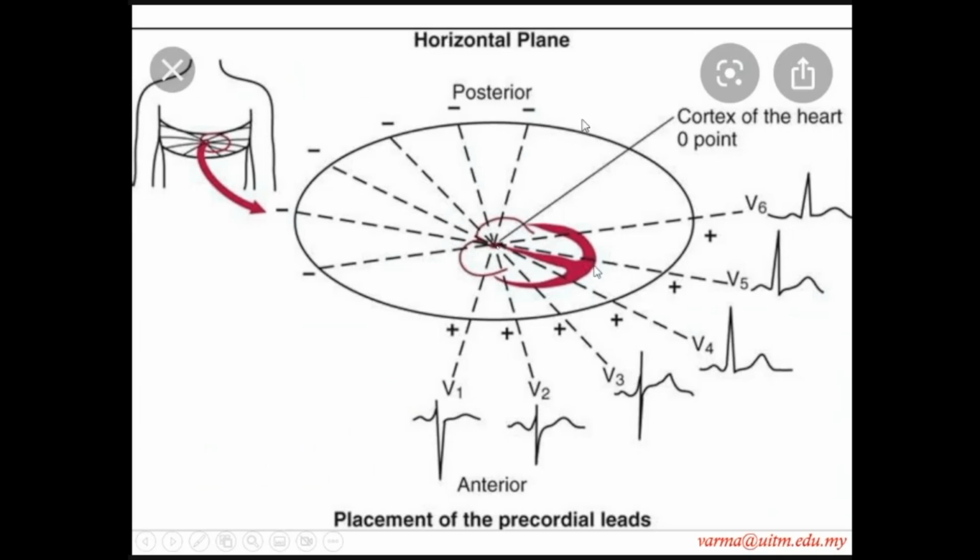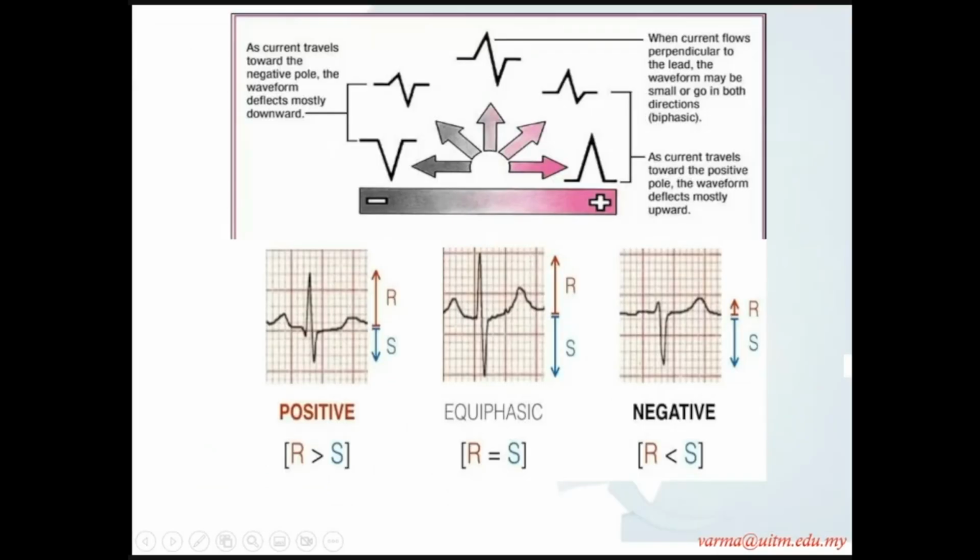V1, V2, V3 will be anteroseptal. This is your septum, so all these are septum. V4 also some septum. Mostly V5, V6 is your lateral part of the heart.